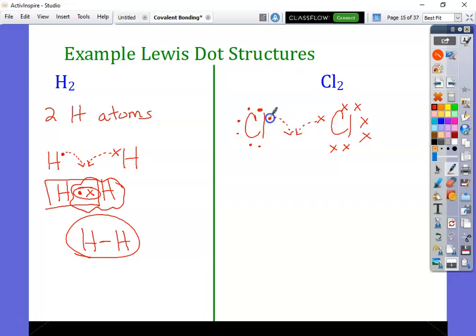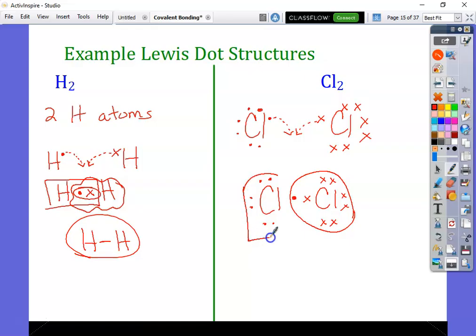So this chlorine atom has 7 electrons, and this chlorine atom also has 7. If they each donate an electron to become a shared pair of electrons, then everybody will be happy. This chlorine on the right-hand side has all of these electrons. Remember, the shared electrons belong to both atoms. So now this chlorine has 8 electrons, and our chlorine on the left also now has 2, 4, 6, 8 valence electrons. And so it is also happy.